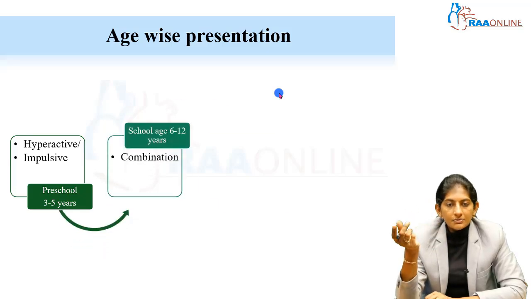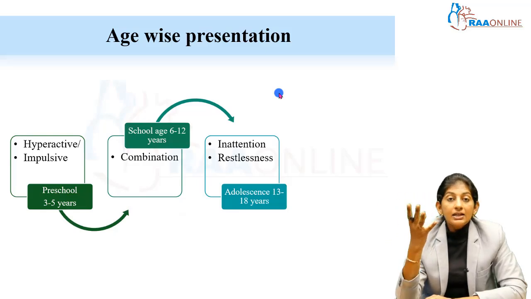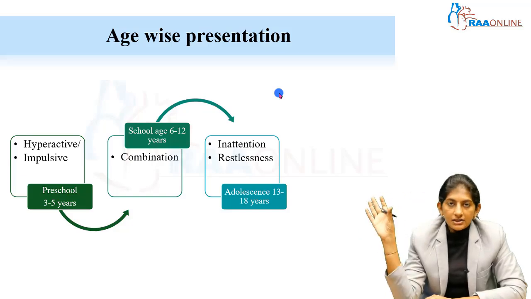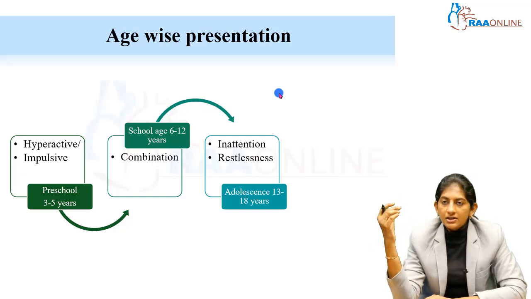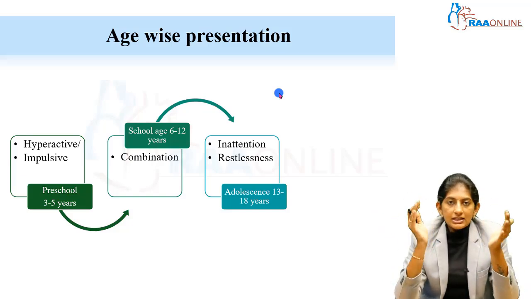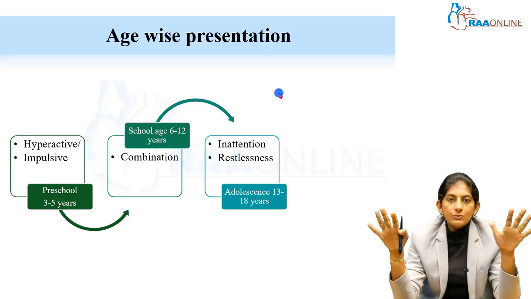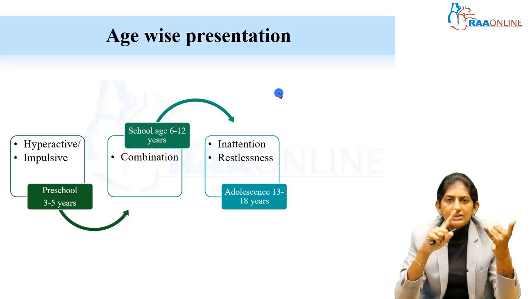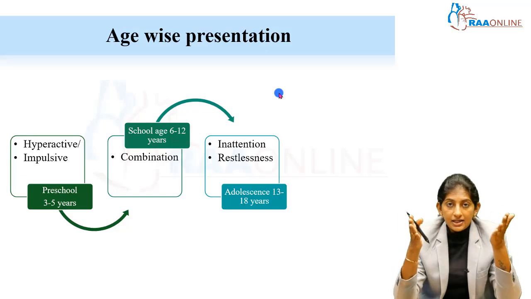What happens in the school age? Along with hyperactivity and impulsivity, there can be inattention. He doesn't sit in school properly. He doesn't listen. He's always inattentive. He forgets his classwork. He forgets his lunch bag. He forgets his school bag. So, inattention. Between 6 to 12 years, what happens? It's a combination of everything. It's like the peak age where every symptom happens. Hyperactivity is there, restlessness is there, impulsivity is there, inattention is there. So this is a very tough age for the parents of children with ADHD.